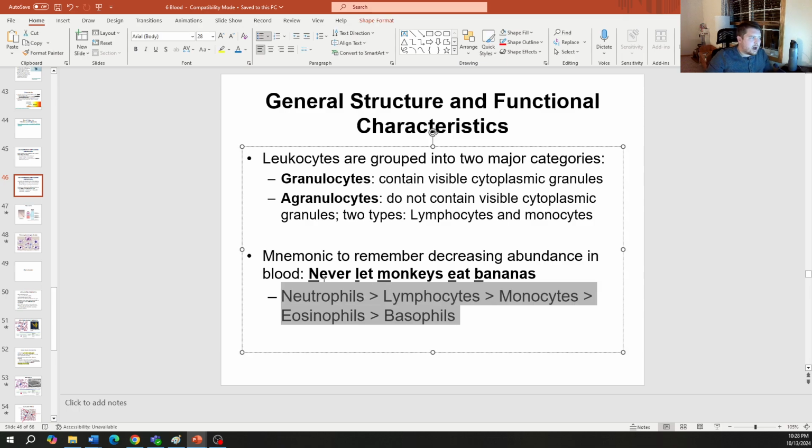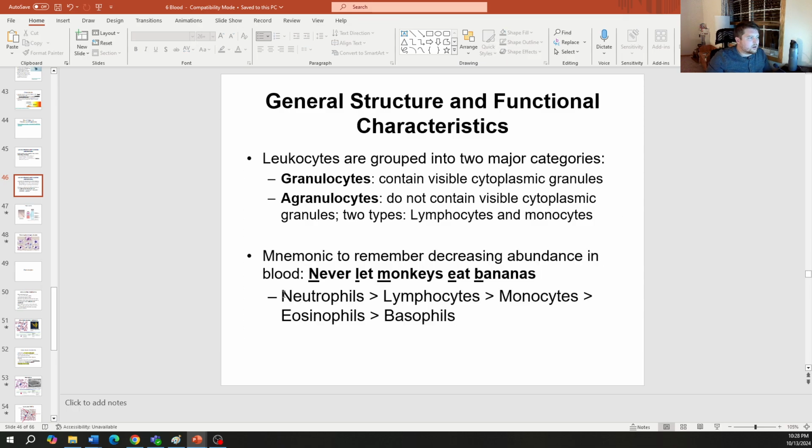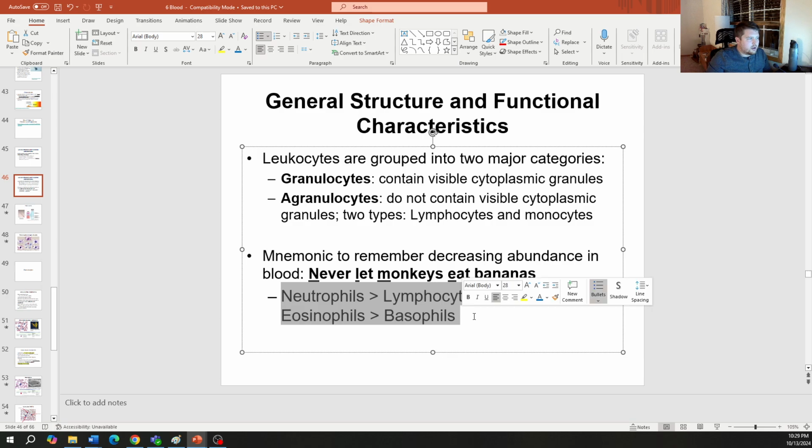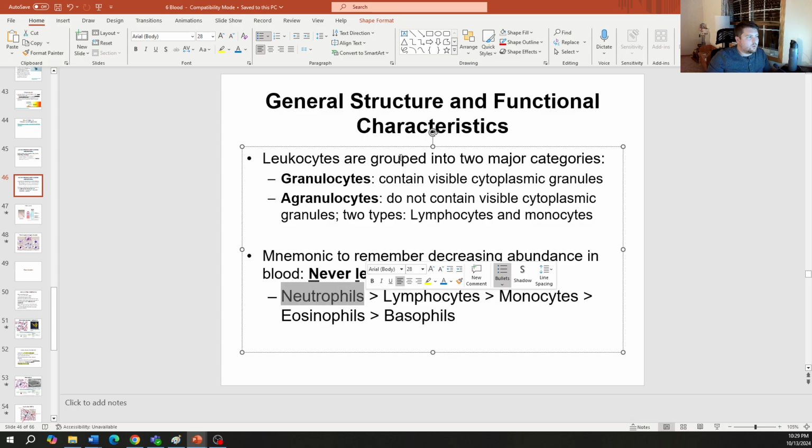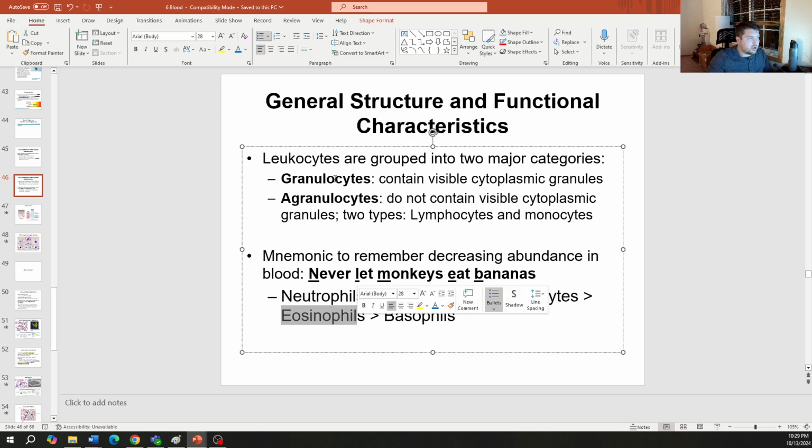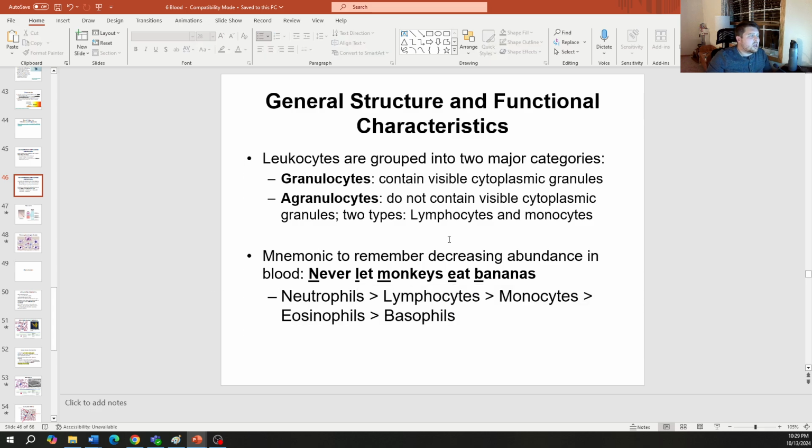This is just little mnemonics to help us remember. We're going to talk about all of these right now. But this is a mnemonic to remember the decreasing abundance in the blood: Never let monkeys eat bananas. So in order, neutrophils, which are granulocytes, lymphocytes, which are agranulocytes, monocytes, which are agranulocytes, eosinophils, which are granulocytes, and then basophils, which are granulocytes.